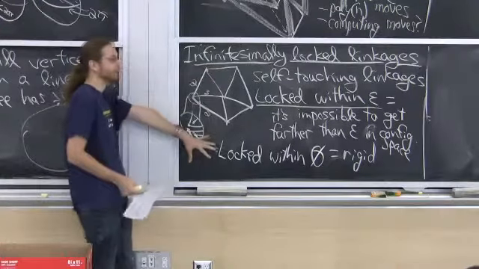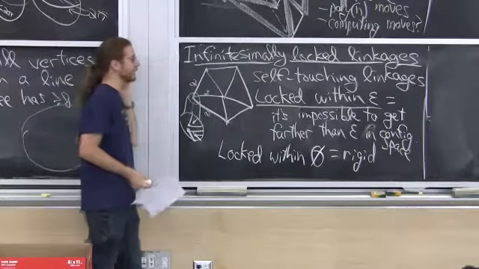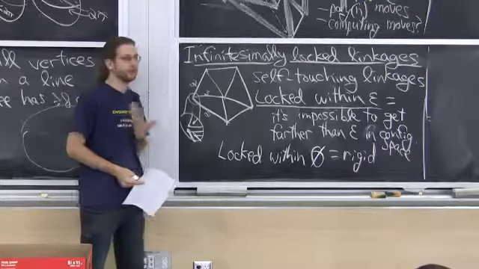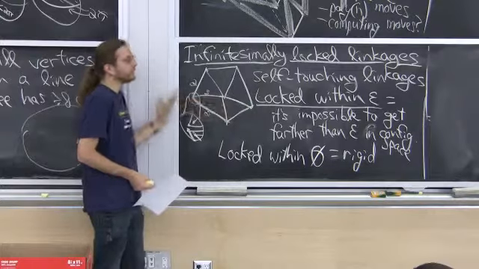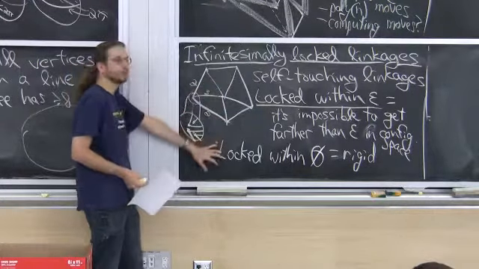This is an analysis tool. I don't like trees that are self-touching. It's kind of ugly and cheating. And so real trees, non-self-touching trees, could only be locked within some positive epsilon. But if we consider for the moment the extreme when they're touching, then we could hope for rigidity.